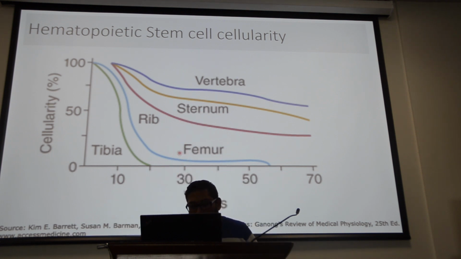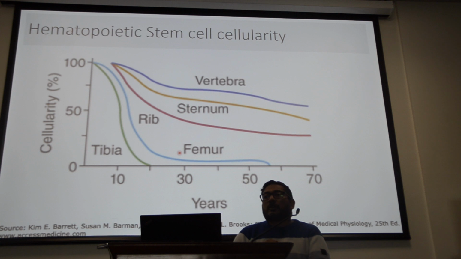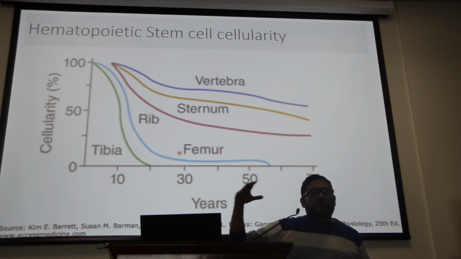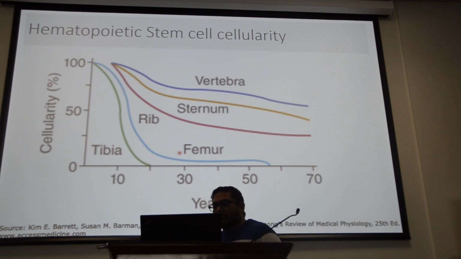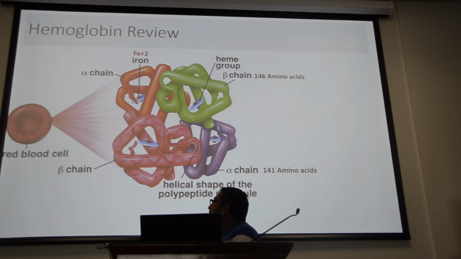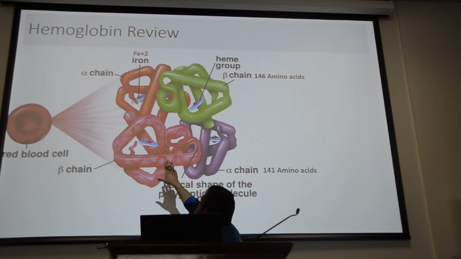Good. Okay. We'll just go quickly over this, because that is not the scope of our talk, but it's still relative to our discussion. Basically, you have 2 alpha chains and 2 beta chains that are linked to each other, and within them you have over here a heme group.